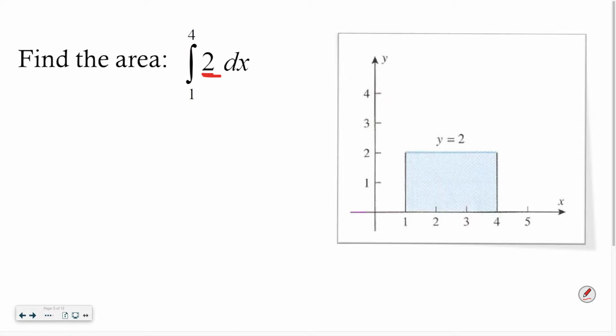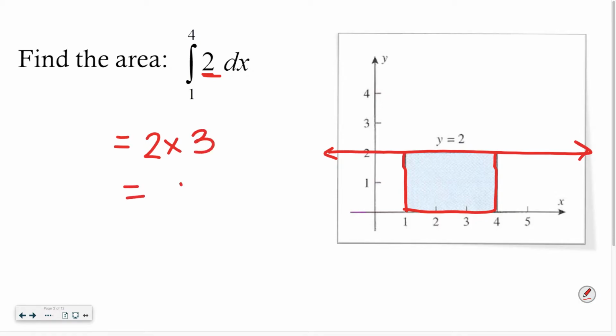Well, 2 is a horizontal line. So if I want to find the area under that horizontal line from 1 to 4, what is it? That is a 2 by 3 rectangle. The area is 6. I would draw the picture so you know how you got 2 times 3 equals 6.